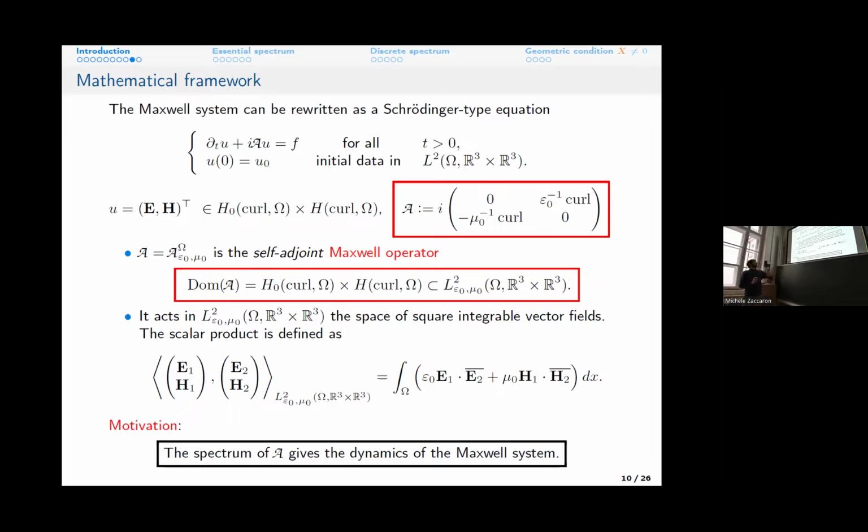And so now the motivation is that we want to forget about time. If we look at the spectrum, what is its form? Where does it lie? Because it gives information about electromagnetic waves along the waveguide, so information about the dynamics of the Maxwell system.